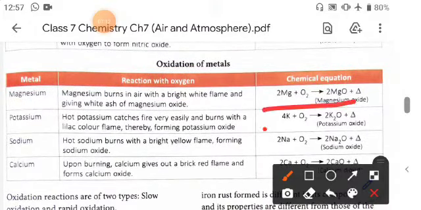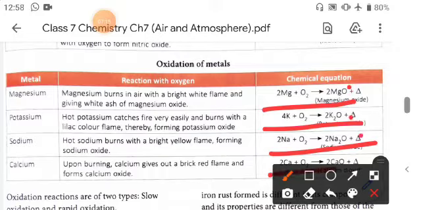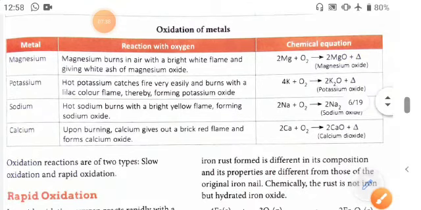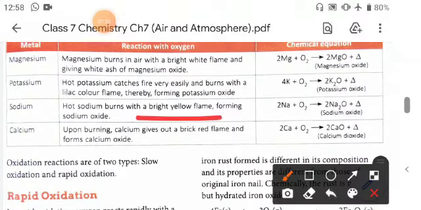Then the oxidation of metals. The oxidation of metals gives metallic oxides like magnesium oxide, potassium oxide, sodium oxide and calcium oxide. Magnesium burns in air with a bright white flame, giving white ash. Potassium catches fire very easily and burns with a lilac flame, forming potassium oxide. Sodium burns with a bright yellow flame, forming sodium oxide, and calcium burns with a brick red flame, giving calcium oxide.